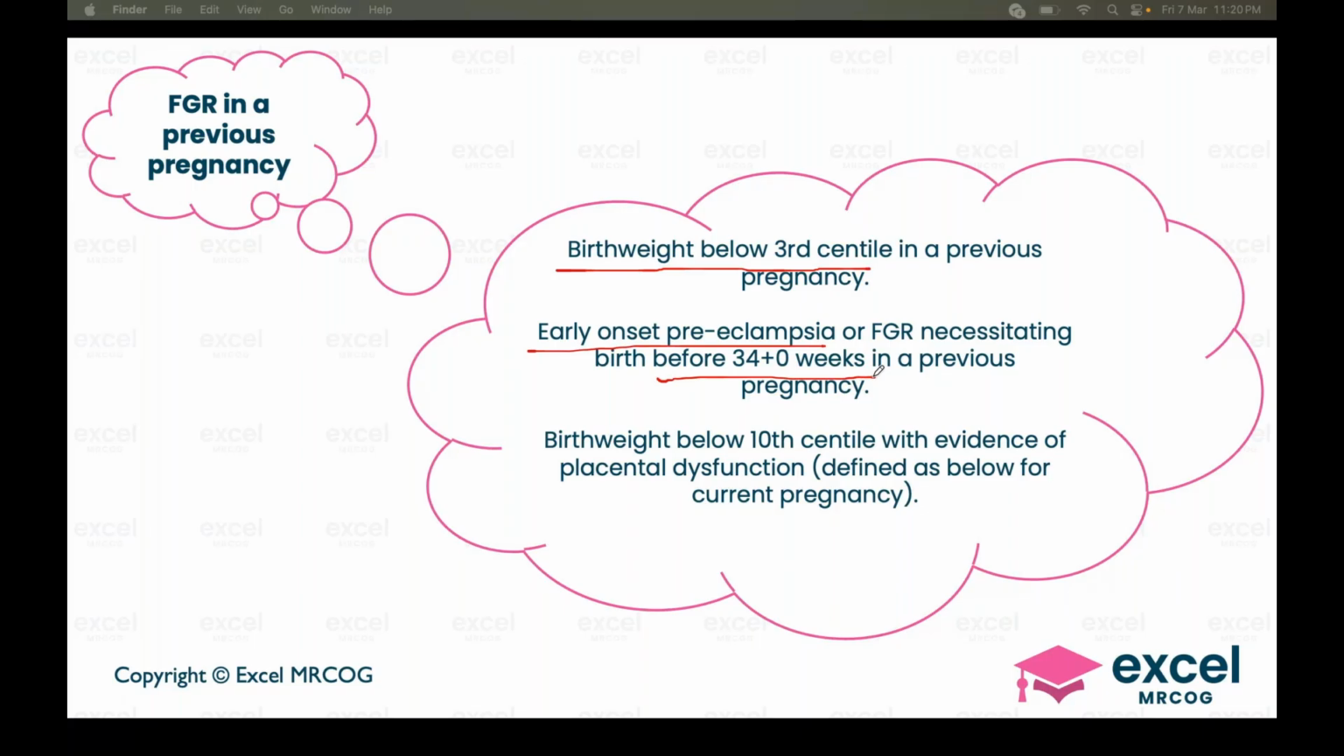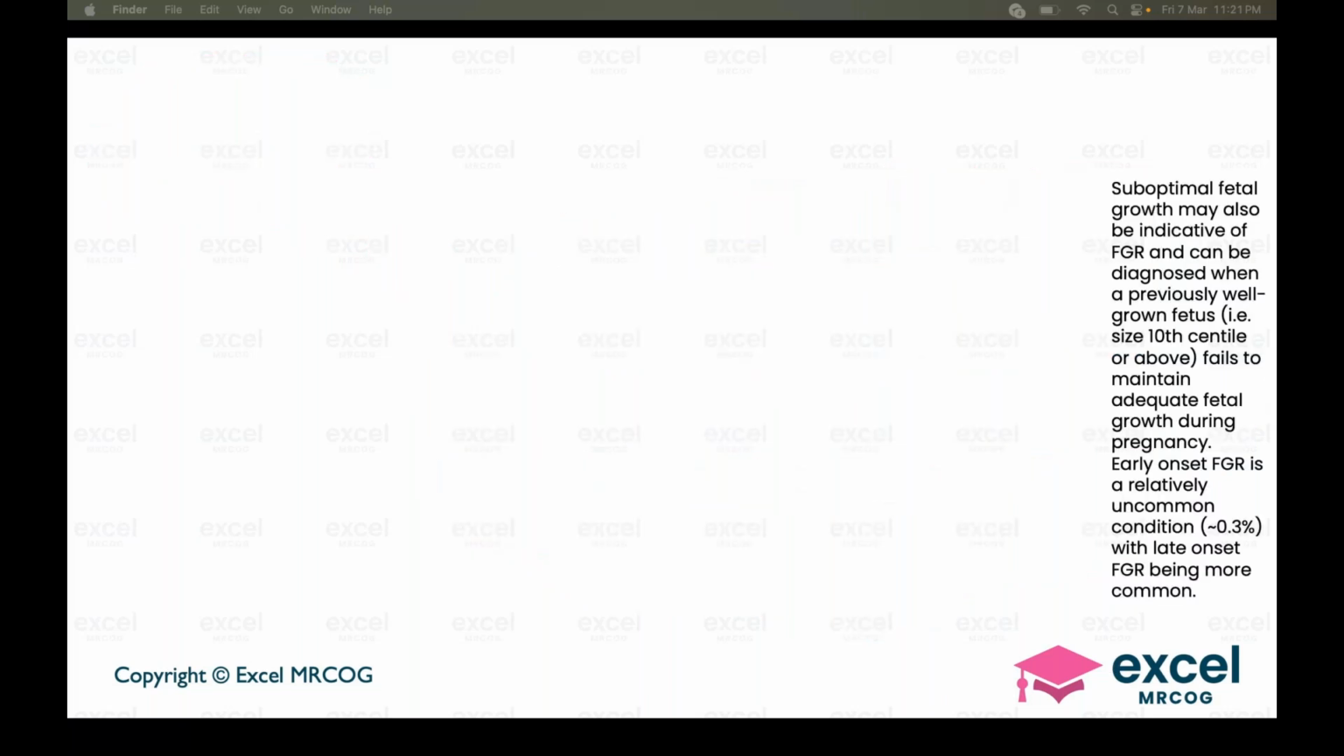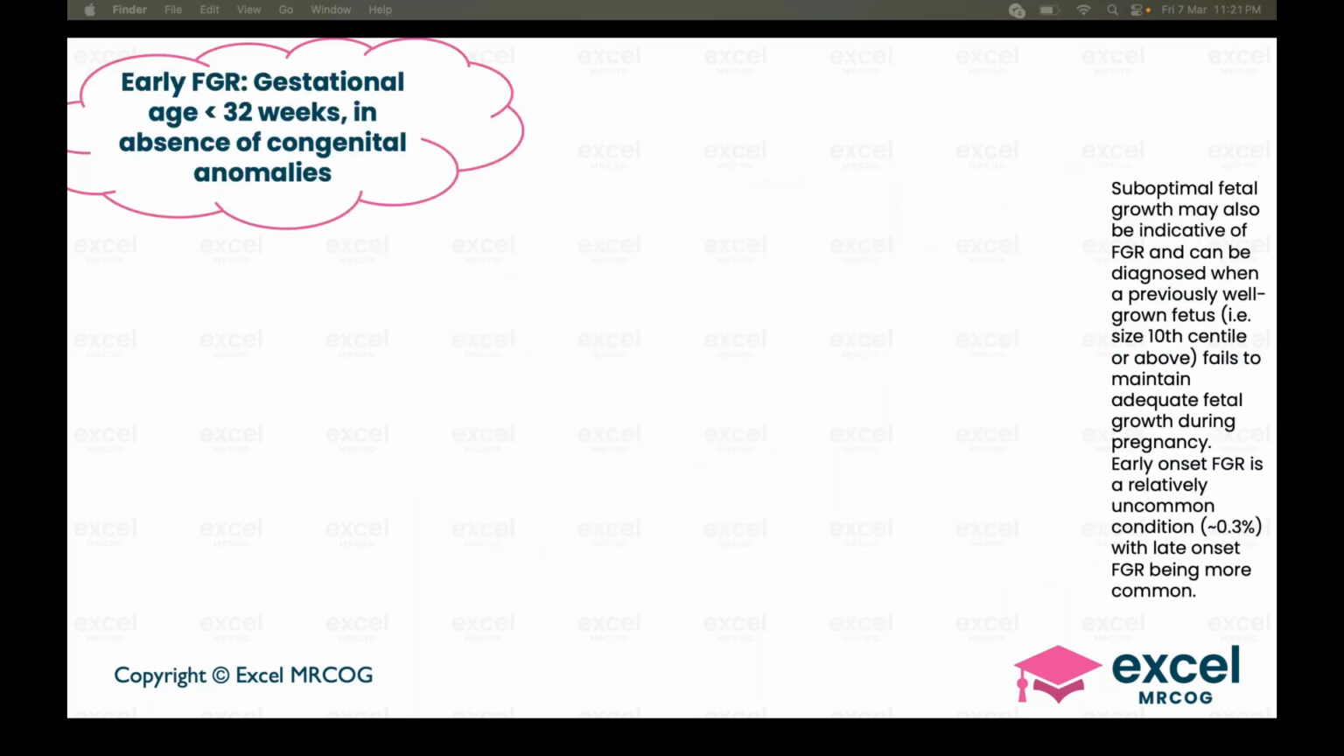Or there could be a birth weight which was below the 10th centile with evidence of placental dysfunction. Now, placental dysfunction is usually noted with the help of Doppler. So if you know from her previous pregnancy records that the baby is smaller than the 10th centile and the placental dysfunction is obvious, all of these factors have to be taken into account when you are taking this particular history.